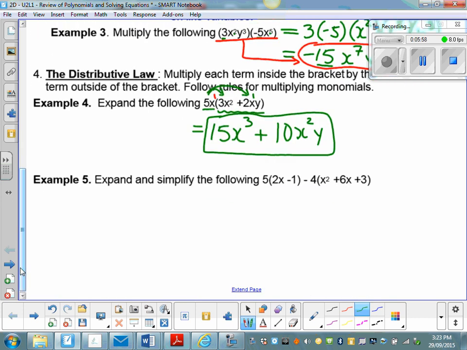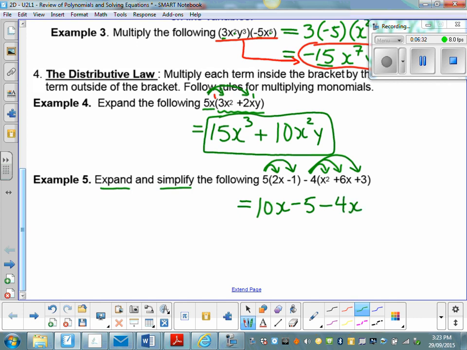Sometimes the distributive law gets a little more complicated. Here we're asked to expand and simplify. So for the expand part, the 5 in front of this first bracket, 5 times 2x is 10x, and 5 times negative 1 is negative 5. And then I have to multiply negative 4 inside the second bracket because it's right up against that bracket. It's multiplying. It has to multiply by each term inside that bracket.